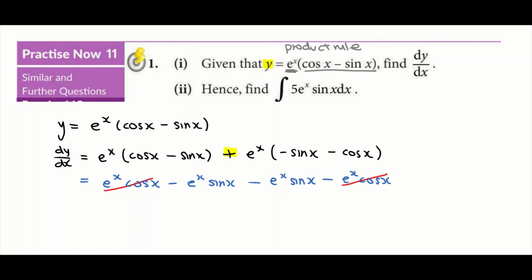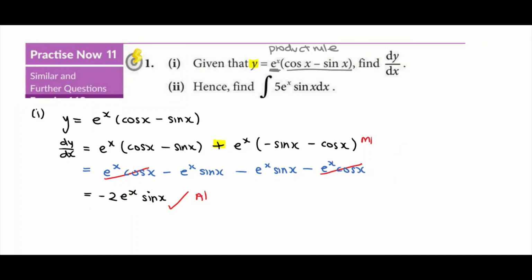Final answer is this. Write down my final answer, negative 2 e power x sine x. Usually this is a 2 marks question. Method 1 for product rule, final answer 1 mark.